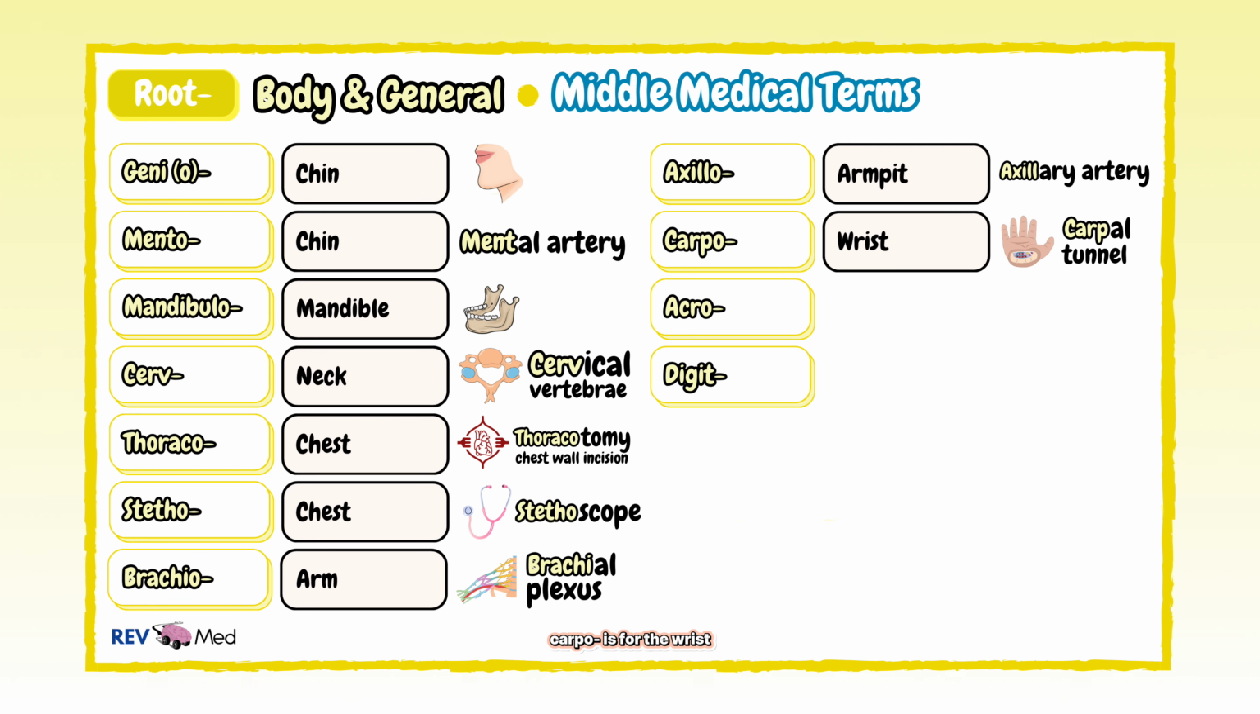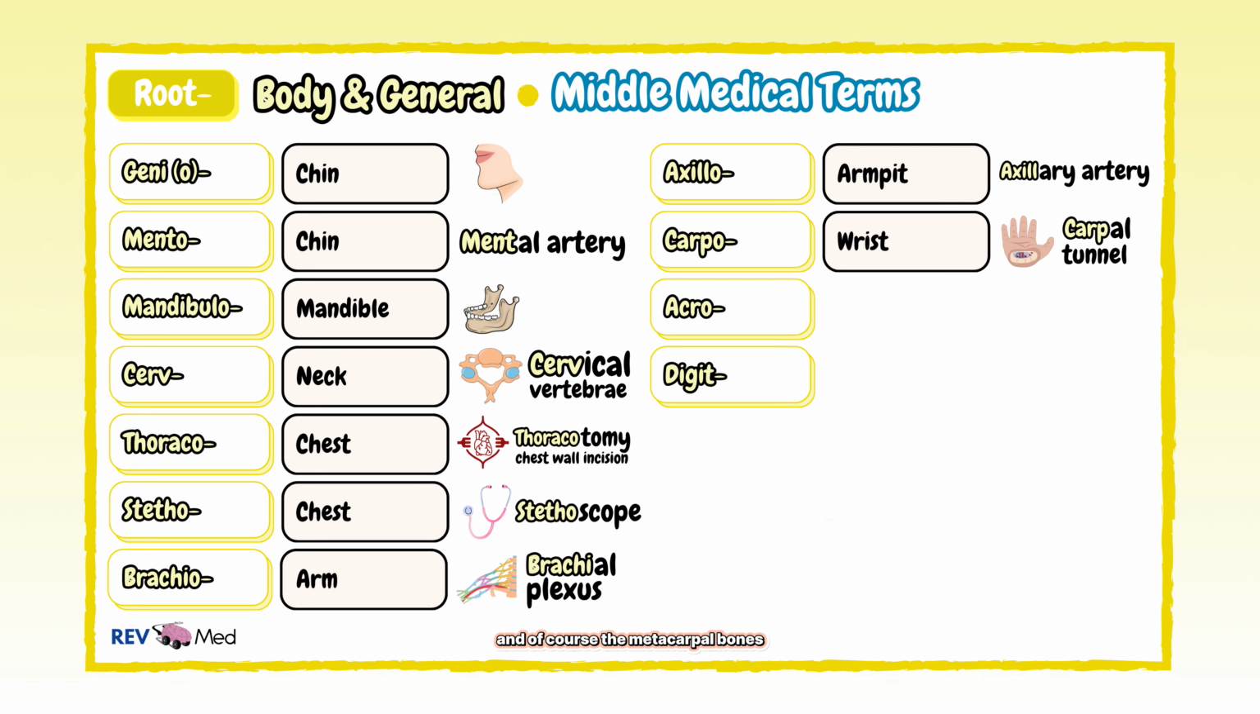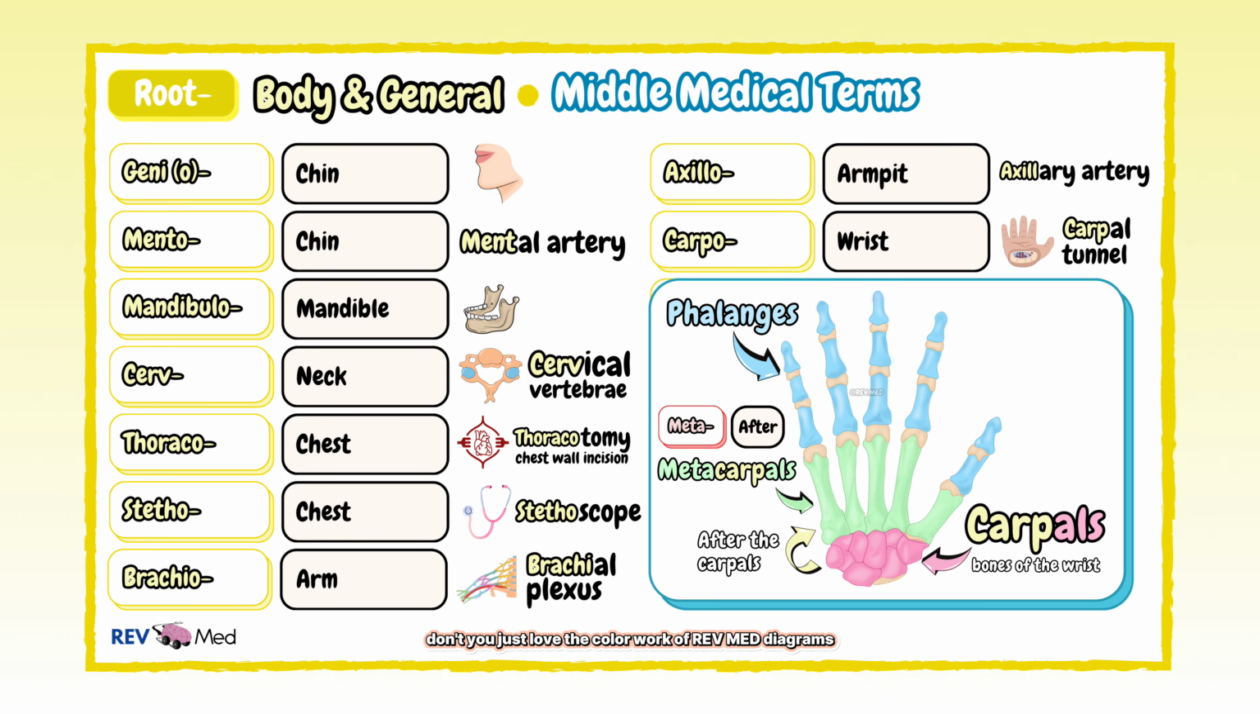Carpal is for the wrist. We have the condition carpal tunnel, which is an anatomical region people complain of pain when typing. And of course the metacarpal bones. Don't you just love the color work of RevMed diagrams? Metacarpal bones, which has the prefix meta, which means after. Metacarpal bones are the bones of the hand which are after the carpal bones of the wrist.